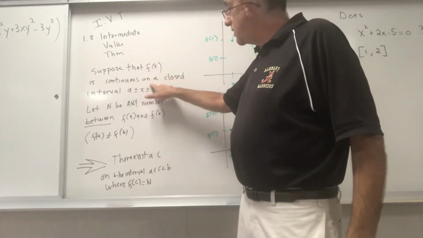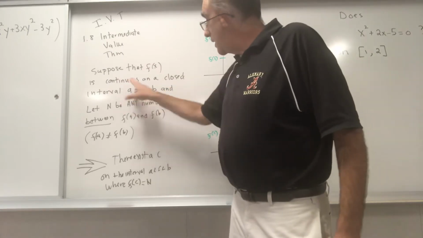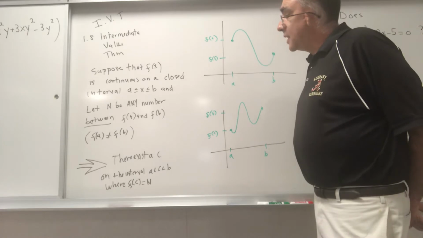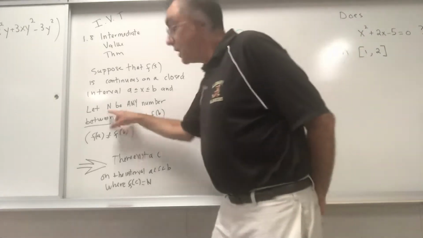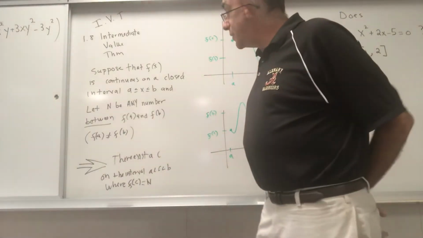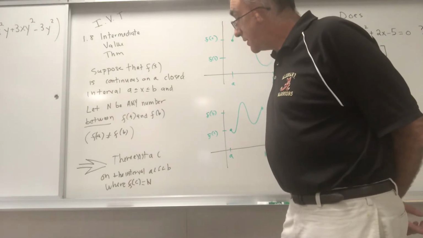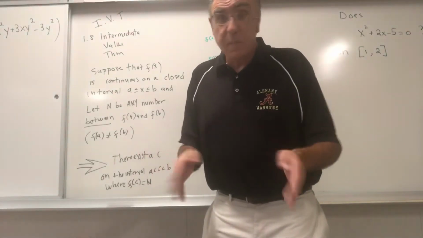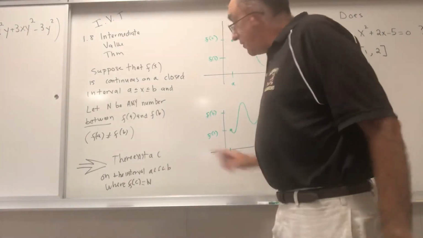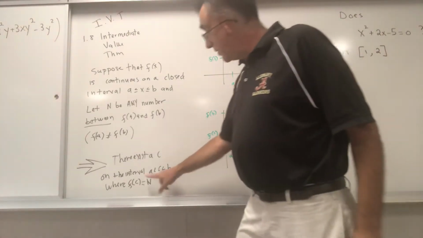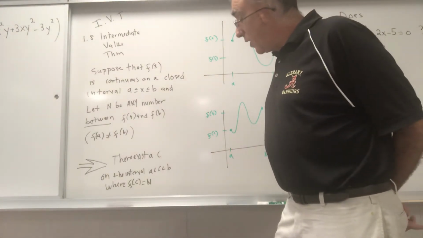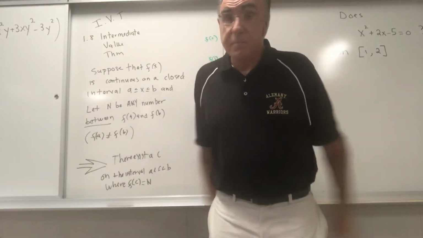Suppose that f is continuous on a closed interval A to B, and n is any number between f of A and f of B. But we have to make sure f of A doesn't equal f of B, okay? f of A can't equal f of B. Then there must exist a C on the interval A to B where f of C equals n.